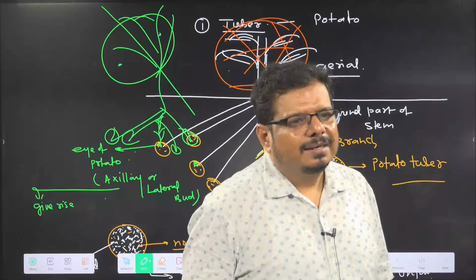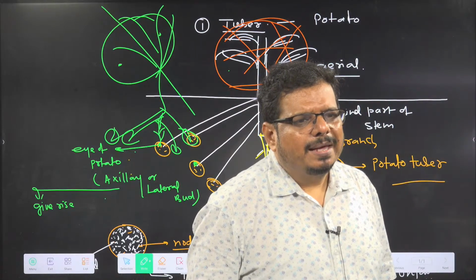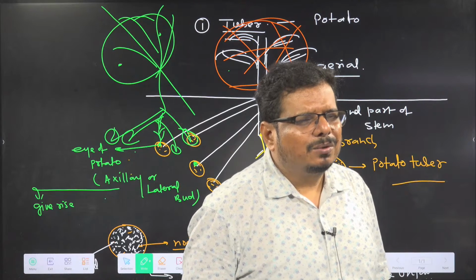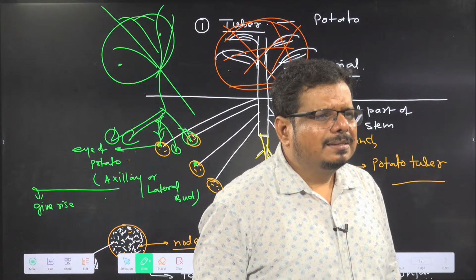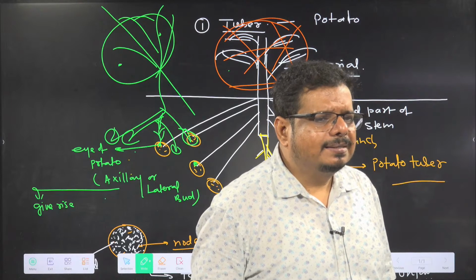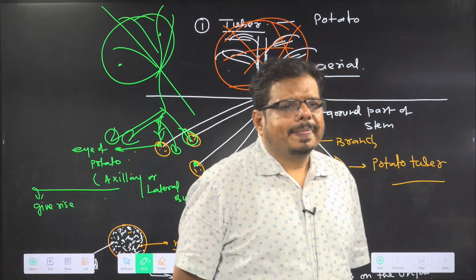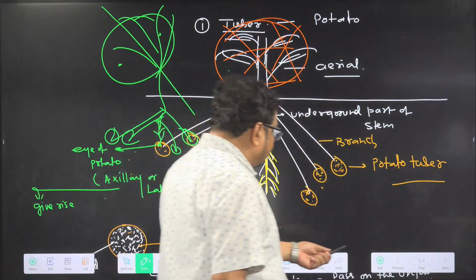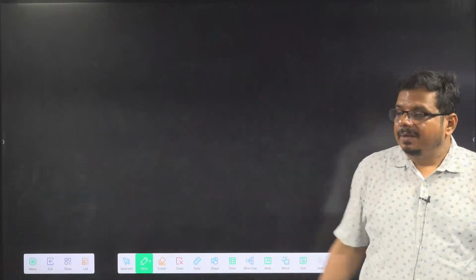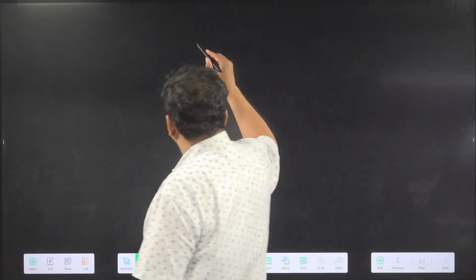Is it all right? One student wrote that perennation is helpful in secondary growth, but that is not related to it. Secondary growth is a different thing, perennation is a different thing. We can't connect them. Got the idea? Right. Now we are moving ahead. Tuber is over. Now I am coming to which one? Rhizome.